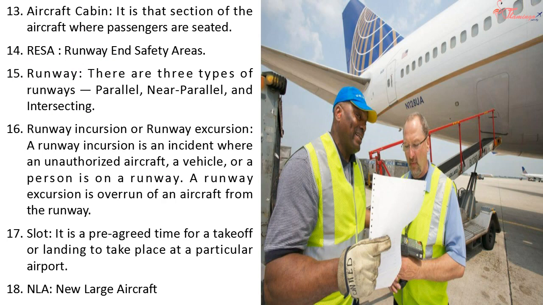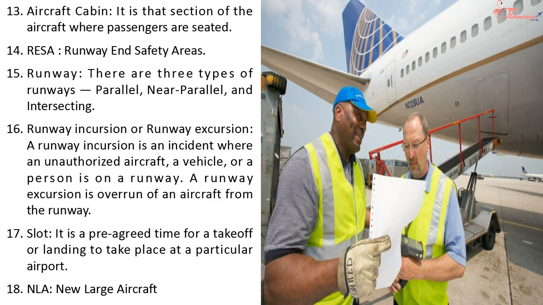RSA, runway safety areas. Runway: there are three types of runways: parallel, near parallel, and intersecting. Runway incursion or runway excursion. A runway incursion is an incident where an unauthorized aircraft, a vehicle, or a person is on a runway. A runway excursion is an overrun of an aircraft from the runway.